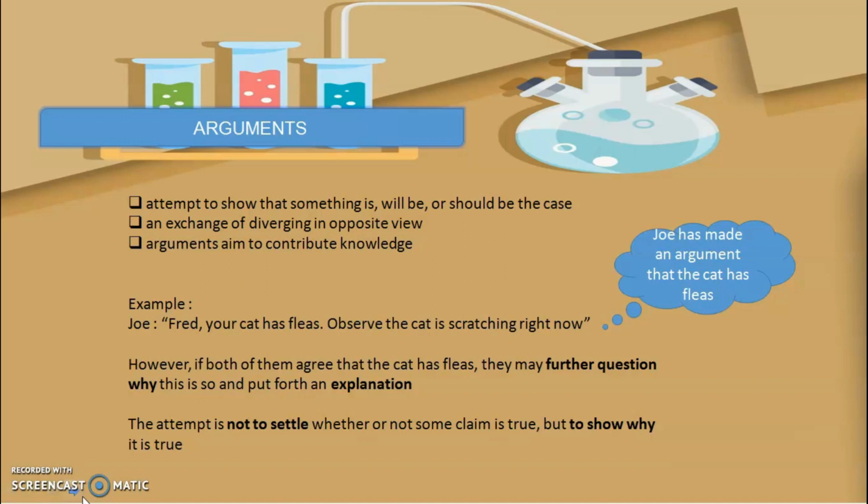For example, Joe said to his friend, "Fred, your cat has fleas. Observe, the cat is scratching right now." From the statement, we can see that Joe has made an argument that the cat has fleas. However, if both of them agree that the cat has fleas, they may further question why this is so and put forth an explanation. The attempt is not to settle whether or not some claim is true, but to show why it is true.